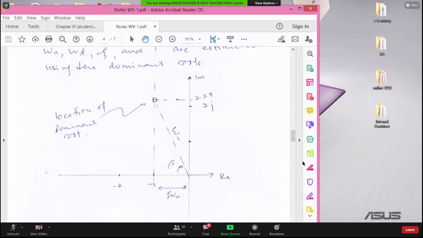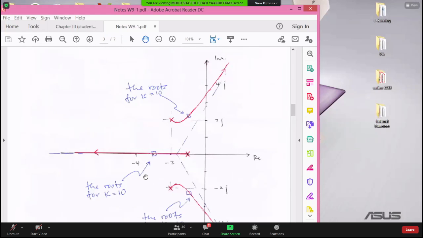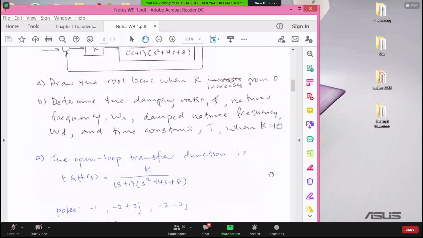All right. That is the first type of question that you may encounter in your exam. Here I call this a student-friendly question, because the value of k is selected for you. All you have to do is obtain all these quantities. The second type of question that you may encounter is you will be asked to determine the value of k when the value of the damping ratio or time constant is given.